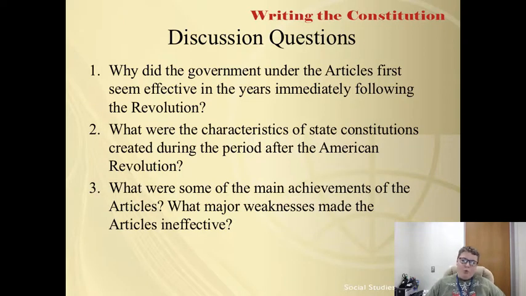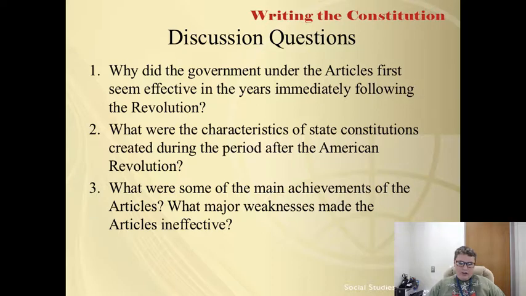Number 3. What were some of the main achievements of the Articles? What major weaknesses made the Articles ineffective? Two main achievements of the Articles government included the Land Ordinance of 1785, which established a system for the sale, survey, and distribution of land in the Northwest Territory, as well as the Northwest Ordinance of 1787, which allowed for the formation of new states as well as the creation of governments in the Northwest Territory.